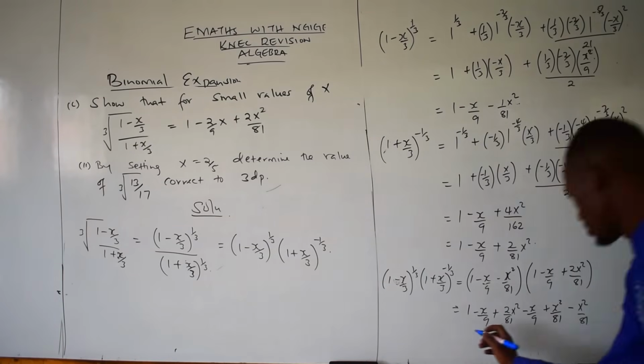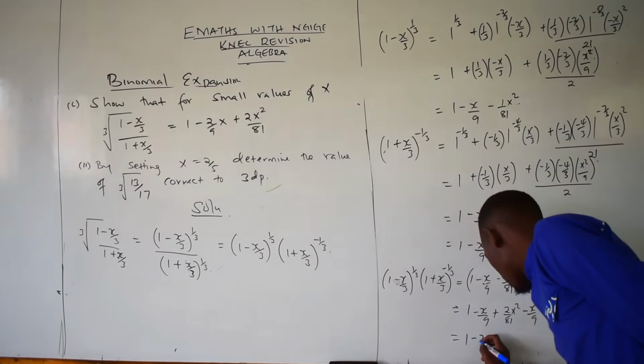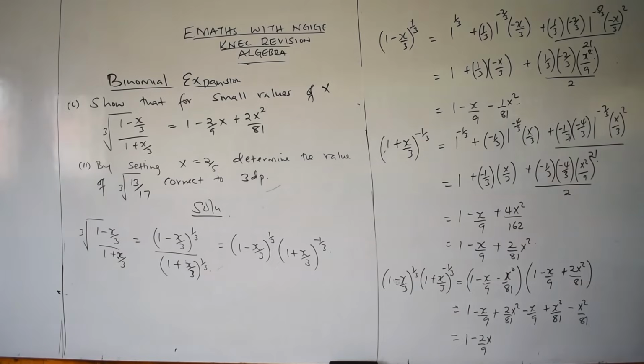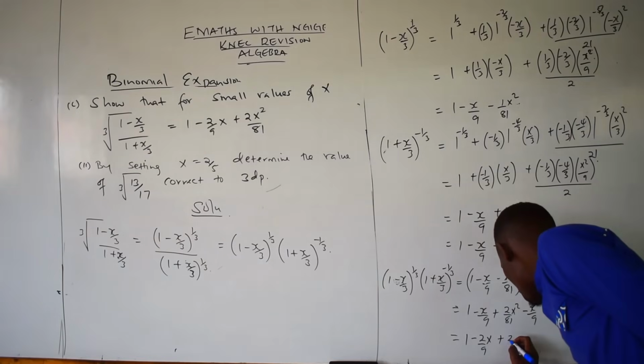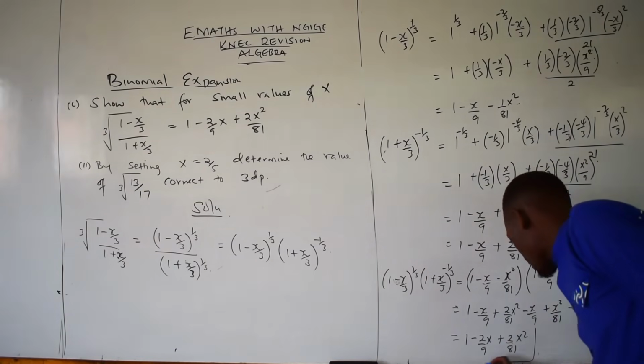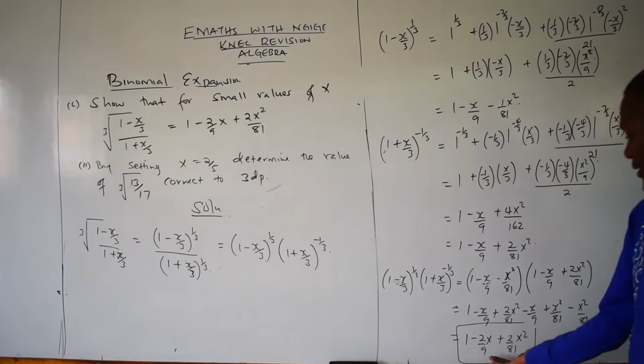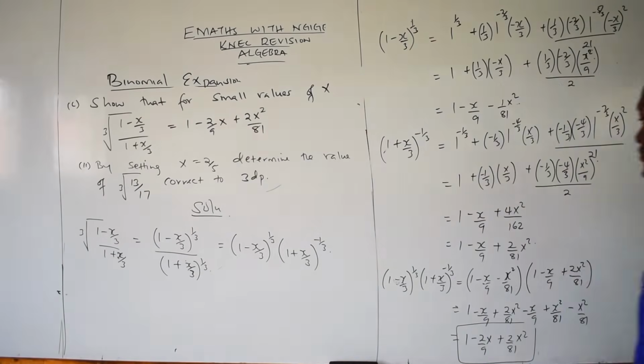So therefore, in short, we shall have 1. We have this term and this term which have the same powers. So negative x over 9, negative x over 9. How many are they? There are 2, but they're negatives. So negative 2 over 9x. Then you come to this term that has the square. So you have 2 over 81 x squared. Now this term and this term are the same, so this term can cancel with that term. So we just remain with plus 2 over 81 x squared. And that is the expansion for that value there. And you have proved that indeed this is the expansion for that function.